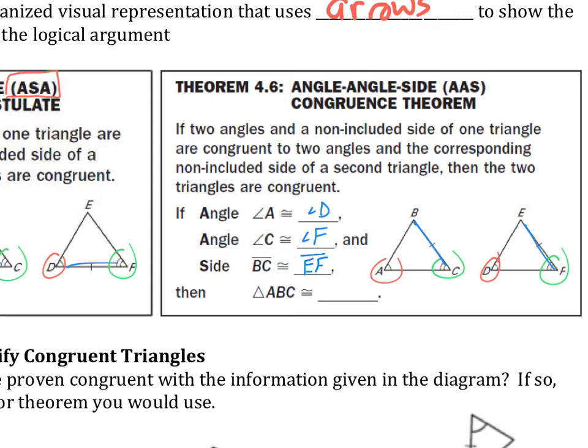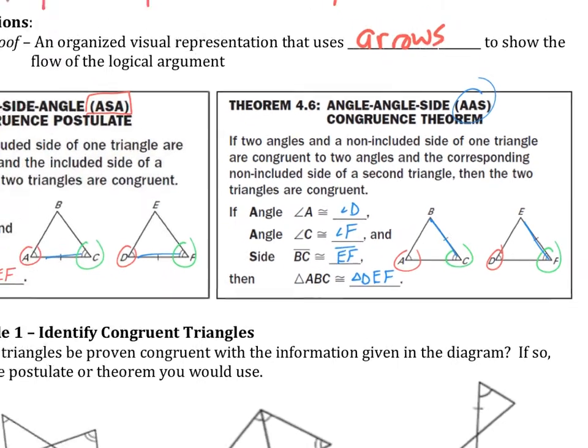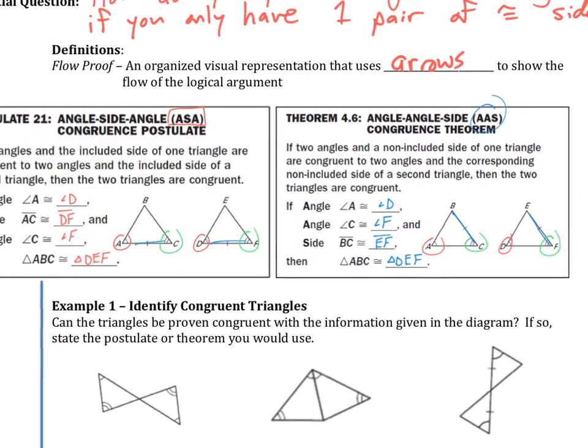So again, triangle ABC is congruent to triangle DEF, but this time we showed it by doing angle angle side and not angle side angle. So these are two new ways to show triangles are congruent.